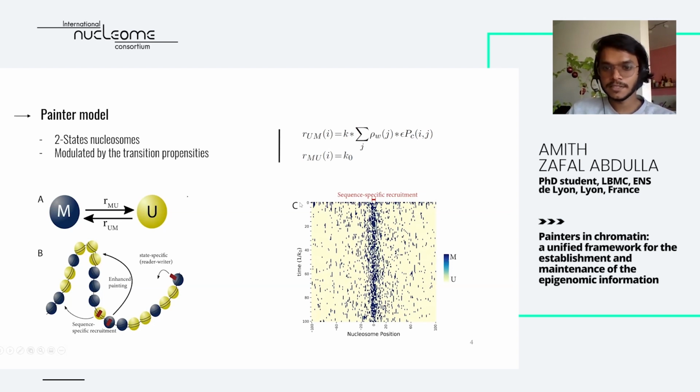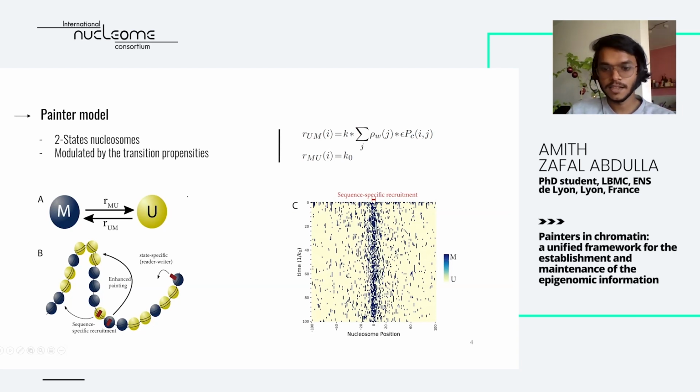So let's look at a 200 nucleosome region like this. We start off initially with a random state, random blue and yellow nucleosomes, as we see here. At position 0, we have the region where sequence-specific recruitment happens, so we have enzyme recruitment here. Then we let the system evolve in time, where the chromatin state dynamics is modulated by these propensities. What we see is a clustering of blue states around the sequence-specific recruitment site.